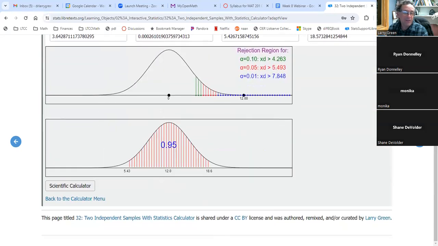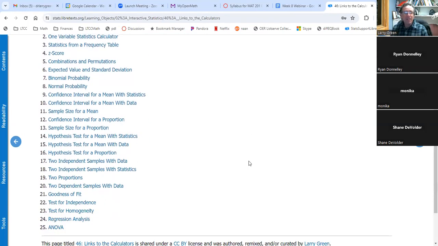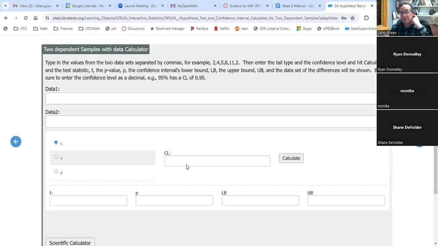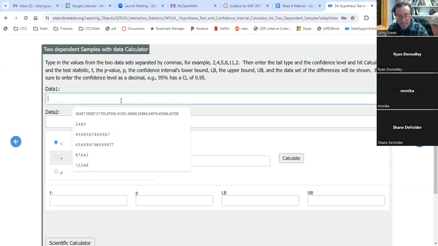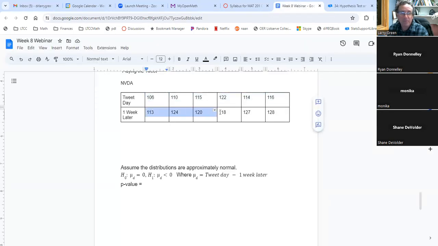So I'm going to go back to the calculator menu. And then, which one do I use? Which calculator? Yep, number 20, two dependent samples with data. Data one, I'm going to paste it in. I've got to separate by commas, so I've got to stick commas in there. 106, comma 110, comma 115, comma 122, comma 114, comma 116. Okay, by the way, spaces are fine. This calculator ignores spaces.